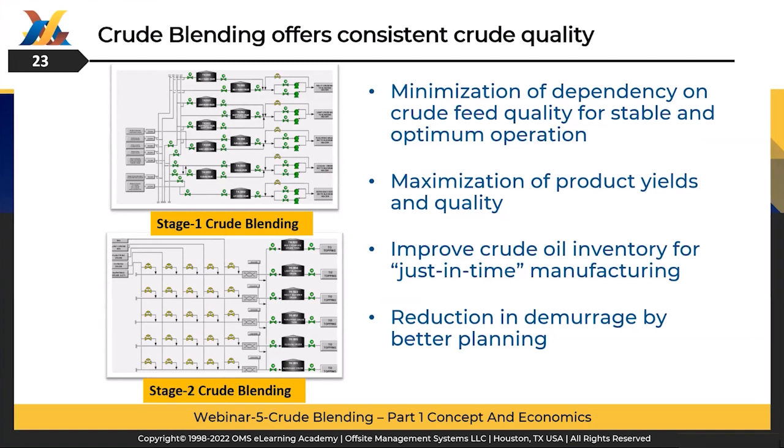It has two stages. Stage one, the crude blending is done at the port from a pipeline to tanks in the refinery. And stage two blending is done from tanks to the crude feed tanks. And we'll see more of these things, how this two-stage crude blending is done in the refinery and what are their benefits.